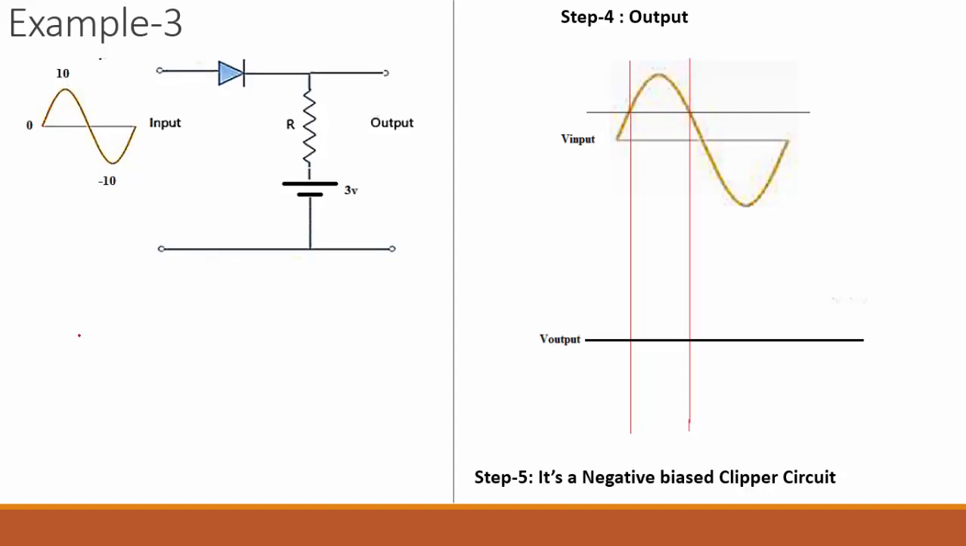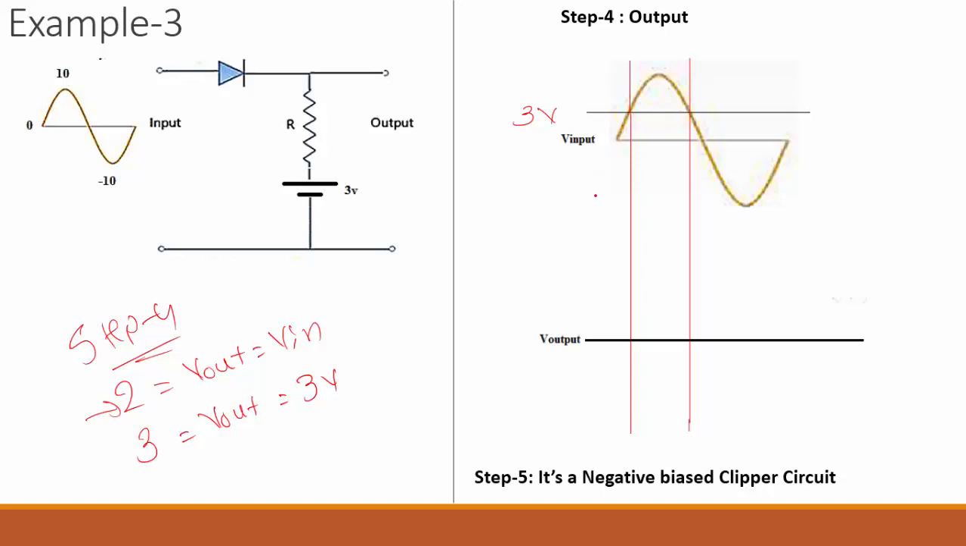Now for step 4, I need to depend on what I got in step 2 and step 3. In step 2 I got V out equal to V in, and in step 3 I got V out equal to 3 volt. Now look over here. This is the characteristic I had drawn, and this is a 3-volt reference line. Here also I am drawing the 3-volt reference line. When I apply an input greater than 3 volt, my output is the same as V in. That means this is my output if V in is greater than 3 volt.